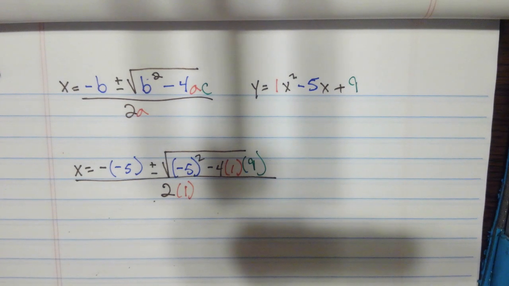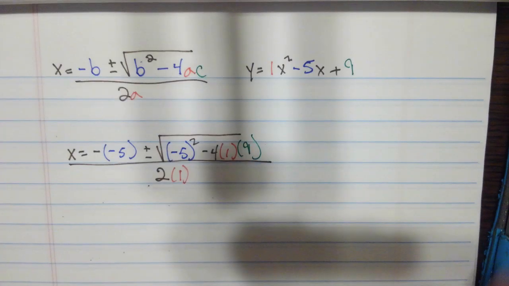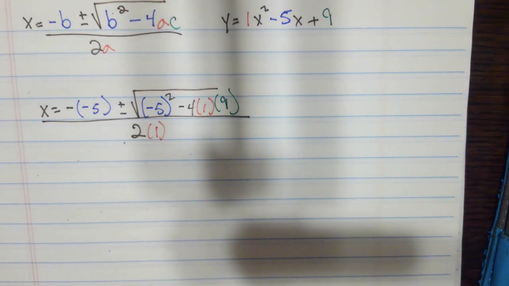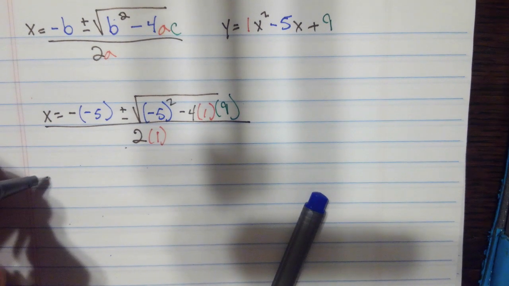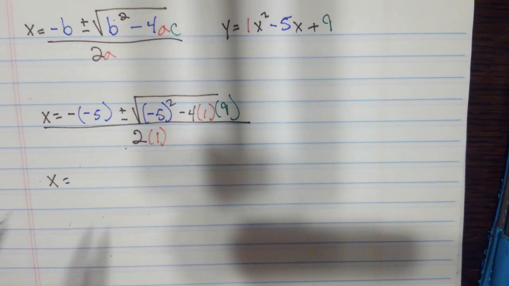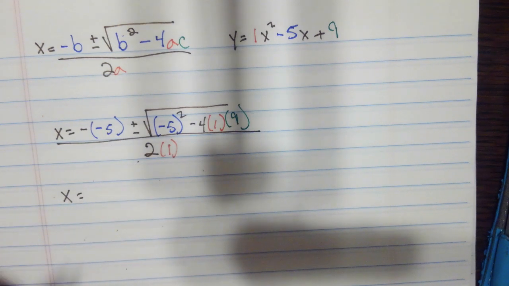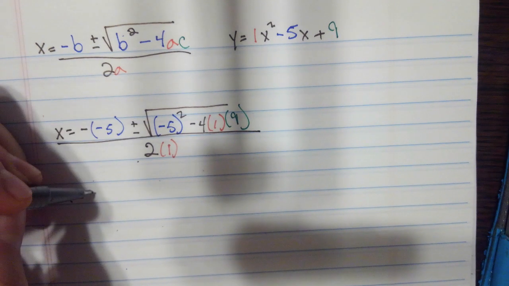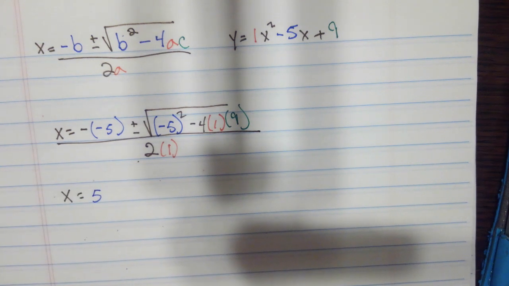All right, I'm going to do this a little quick because this is already running long. We're almost at 15 minutes already. Okay, so I'm going to simplify it one step at a time. I'll explain each step one step at a time, but I'm going to go kind of fast. So my x carries over. x equals. So first I want to deal with this negative, negative 5. So negative times a negative is a positive 5.